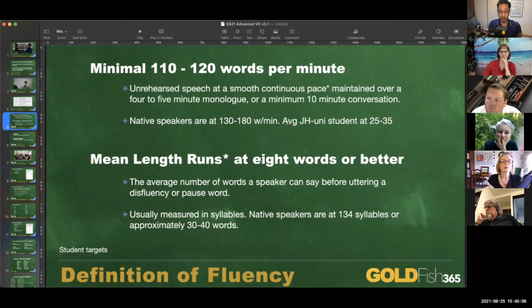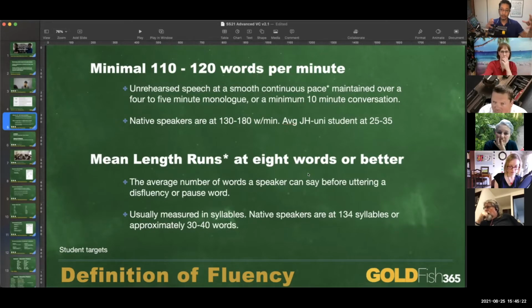That is where a measure called, the second thing here, called a mean length run is employed. And a mean length run, it's a very technical term. It's used by fluency experts, and I don't even really like it myself, but I don't have another word. And when I speak to fluency experts, I have to refer to it.